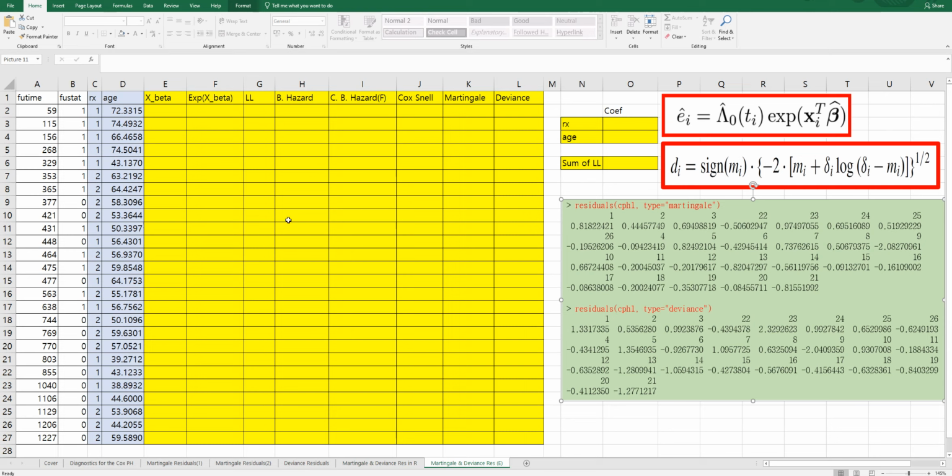Right, let me show you how to get these Cox-Snell, Martingale, and Deviance residuals in Excel. Let's set the initial values for Rx and age as 0. Then you can calculate x beta. X beta can be calculated by Rx times the Rx coefficient plus age times the age coefficient.